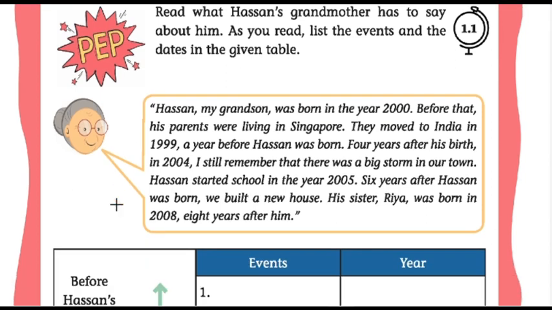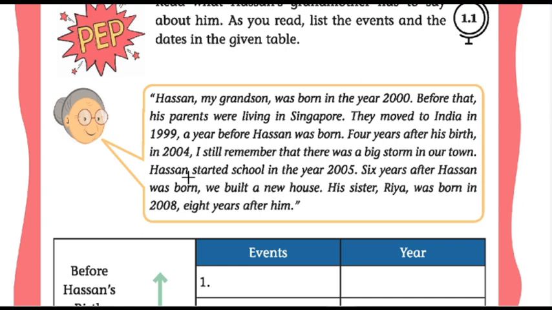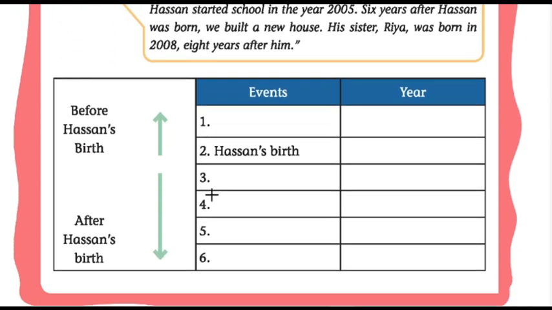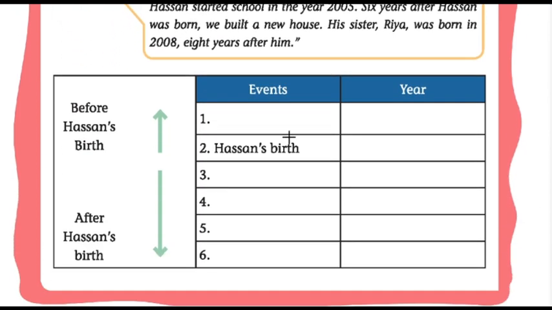Okay, this is the information about the family. The main thing the granny points out is Hasan's birthday. Before Hasan's birthday and after his birthday, what had happened, which helps her remember easily. Here they give a timetable, just like a tabular column, that you have to fill in.